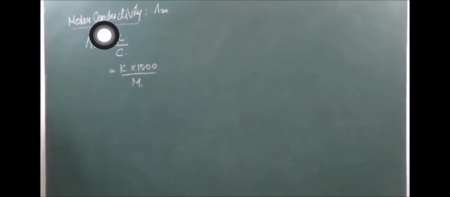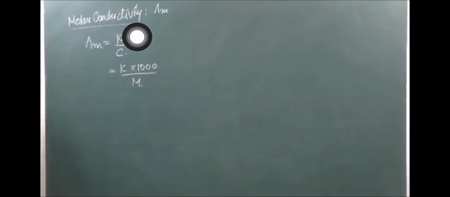Conductivity upon conductance. So we have two formulas for the cell constant: G star is equal to L upon A, or G star is equal to conductivity upon conductance. Numericals based on this may be asked, so we should know both formulas, and it depends on what sort of question is asked. If a length and area question is asked, we use the first formula, and if it is asked in terms of conductivity and conductance, then we use the second formula.